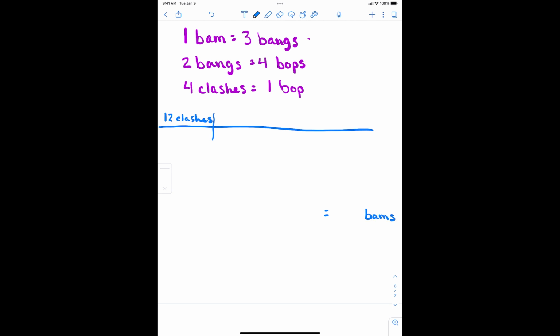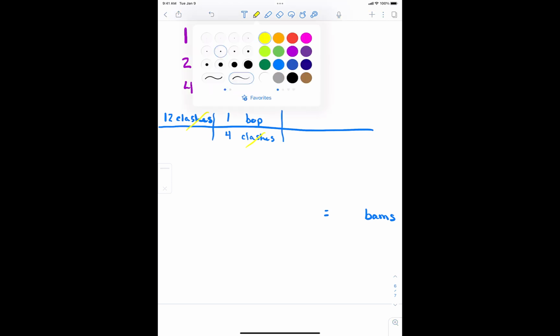So the first thing I'm going to say is I'm in clashes. I don't want to be in clashes, and so in order to get rid of it, it needs to go in the bottom. Do I have a piece of information that gets me directly from clashes to bams where I want to be? The answer to that is no, but I can get from clashes to bops using the conversion factors that I have. So it's 4 clashes to 1 bop based on my conversion factor right here. So when I do that, those clashes cancel out. And so now I'm in bops.